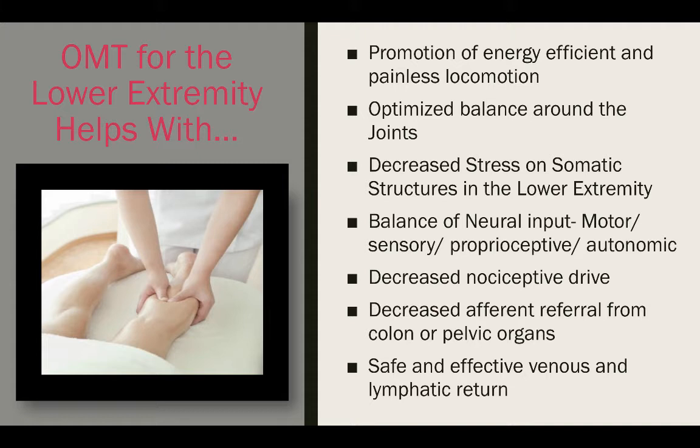We're going to balance that neural input. So all those afferents that are part of that sensory motor system, we bring balance to that by decreasing tension in certain areas. It can decrease nociceptive drive. So again, if someone's having a painful experience in an ankle and a knee and a hip, that's going to alter the way that they move. It's going to alter the way that they use that joint, which is then going to alter those spinal pathways. It's going to alter the way that they forever use it unless we change that for them. And it's going to cause decreased afferent referral from colon or pelvic organs, remembering referral pain, and it's going to promote effective venous and lymphatic return.